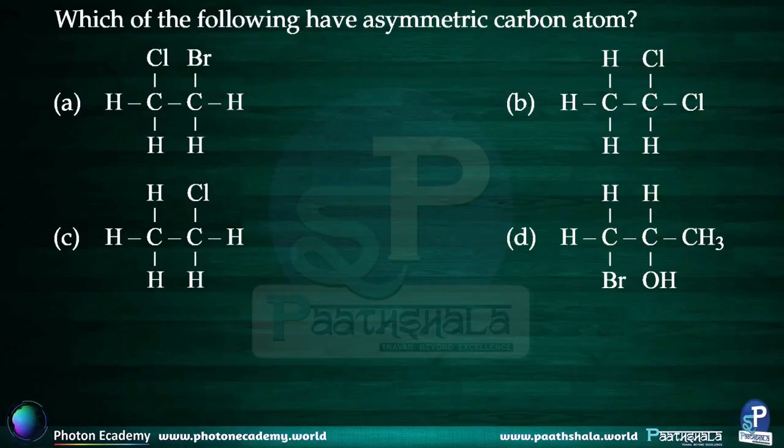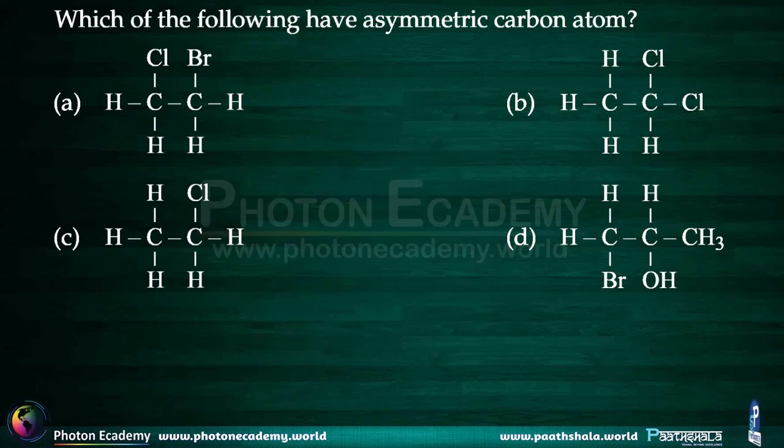In this question, we have been asked which of the following compounds have an asymmetric carbon atom. Now, an asymmetric carbon atom implies a chiral carbon atom. All the four atoms or all the four groups attached to the carbon atom have to be unique, they have to be different. Now, let us examine the carbon atoms in the four compounds given one by one.